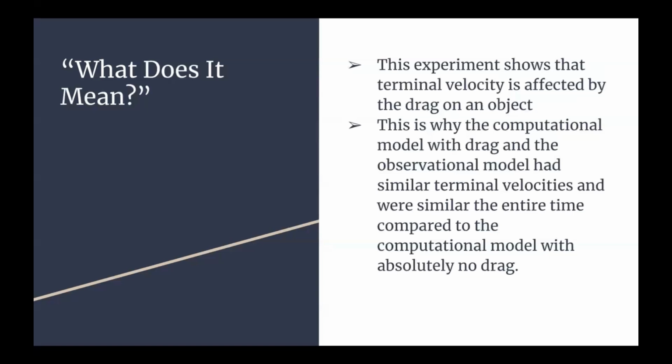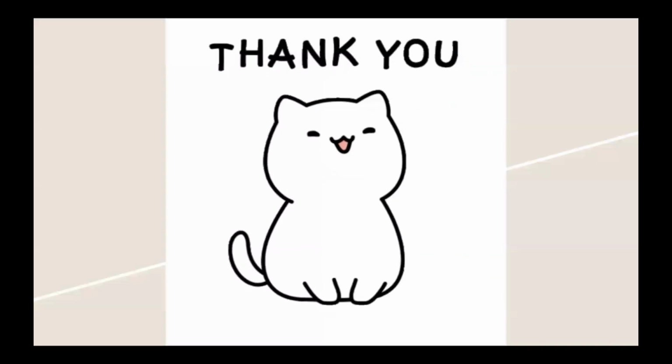Now, what does this experiment mean? This experiment shows that terminal velocity is affected by the drag on an object. This can be seen in the computational model with drag and the observational model because they had similar terminal velocities, while the computational model that didn't calculate drag did not have a terminal velocity similar to those that did. That is all for today.